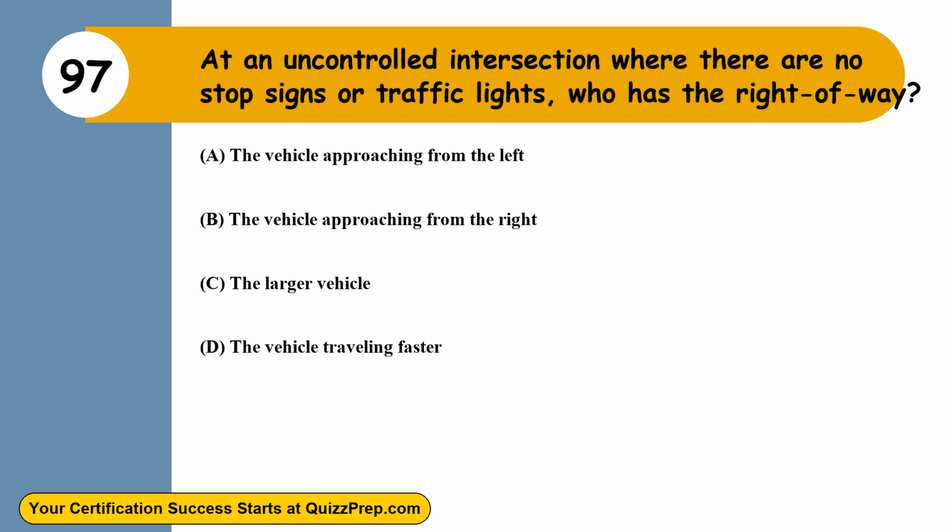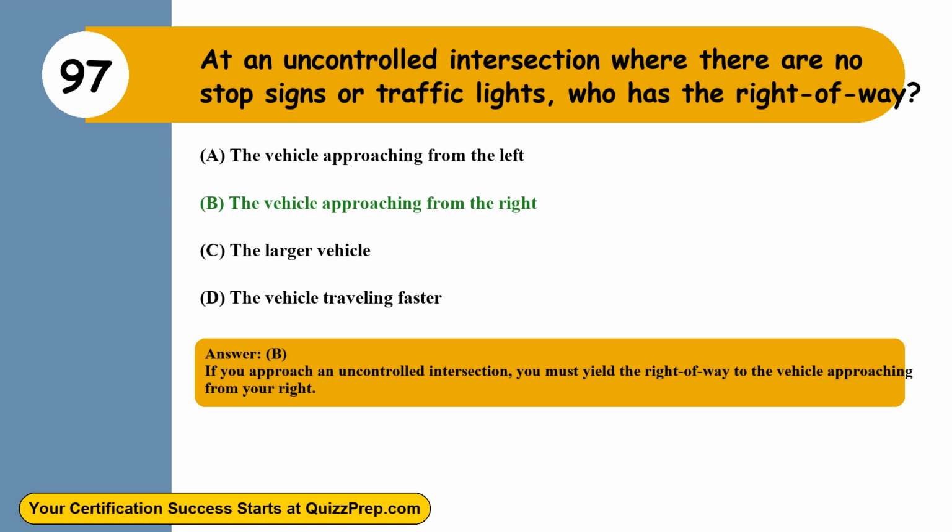Question 97. At an uncontrolled intersection where there are no stop signs or traffic lights, who has the right-of-way? Option A, the vehicle approaching from the left. Option B, the vehicle approaching from the right. Option C, the larger vehicle. Option D, the vehicle traveling faster. The correct answer is option B, the vehicle approaching from the right. If you approach an uncontrolled intersection, you must yield the right-of-way to the vehicle approaching from your right.